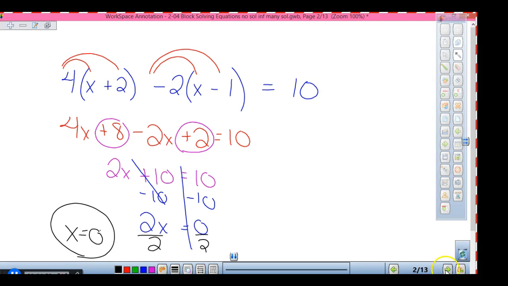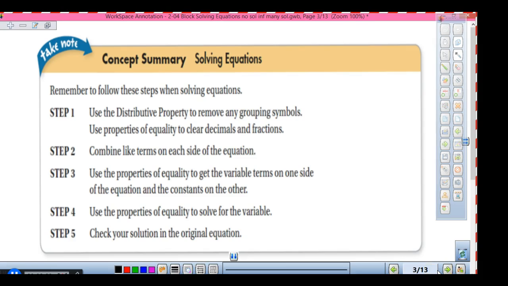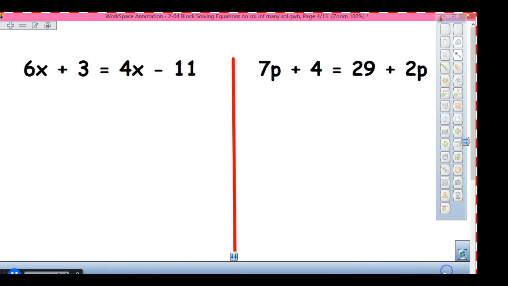So now, if you look at our steps, we're always using our distributive property first. That's always step 1. Step 2 is combine like terms. We've been doing that, right? Now, step 3: if I have x on both sides of the equal sign, I've got to get all the x's on one side. So draw your line down your equal sign.